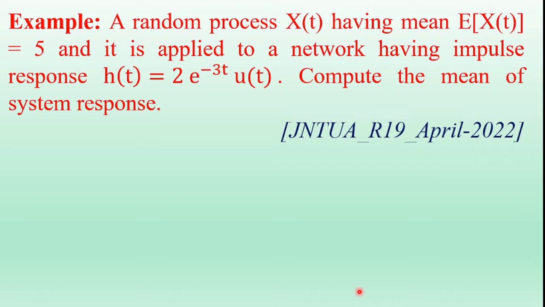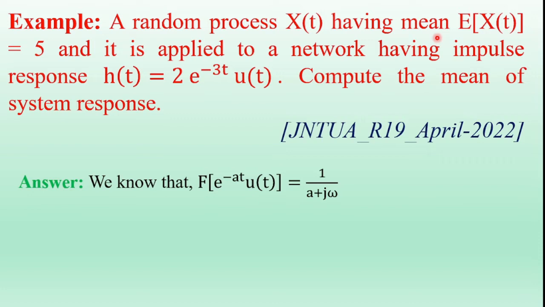In this video, I am going to discuss one more example of the mean output of the system. And this is a previous examination question. The example is a random process x of t having mean, expectation of x of t, is 5, and it is applied to a network having impulse response h of t equal to e power minus 3t u of t. Compute the mean of system response.